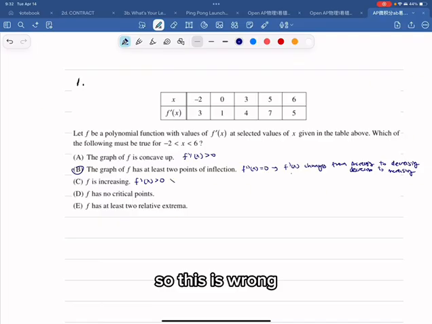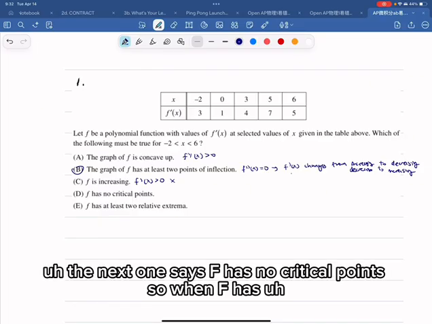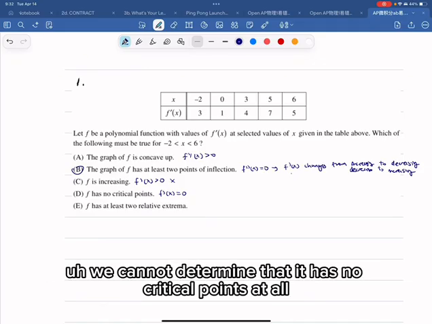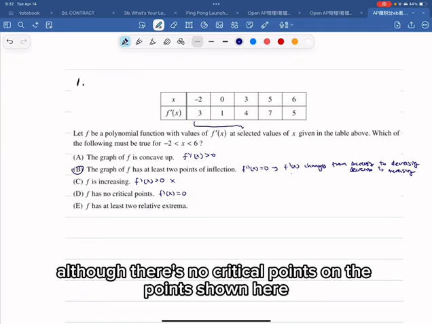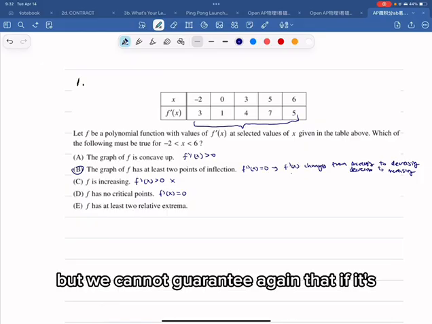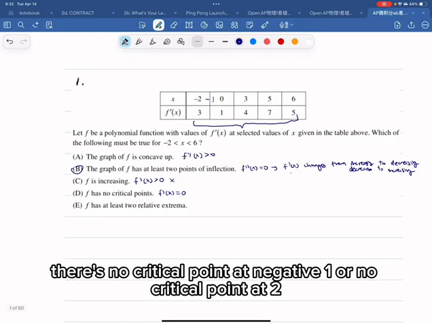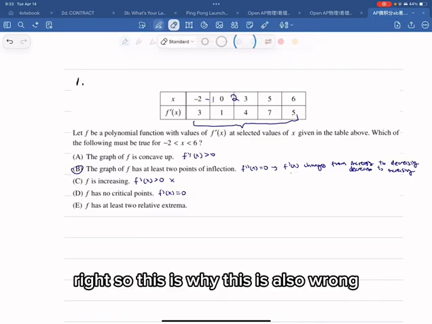So this is wrong. The next one says f has no critical points. A critical point is where f prime of x is equal to 0. Here, we cannot determine that it has no critical points at all. Although there are no critical points at the points shown here, we cannot guarantee that there's no critical point at -1 or at 2, right? So this is also wrong.